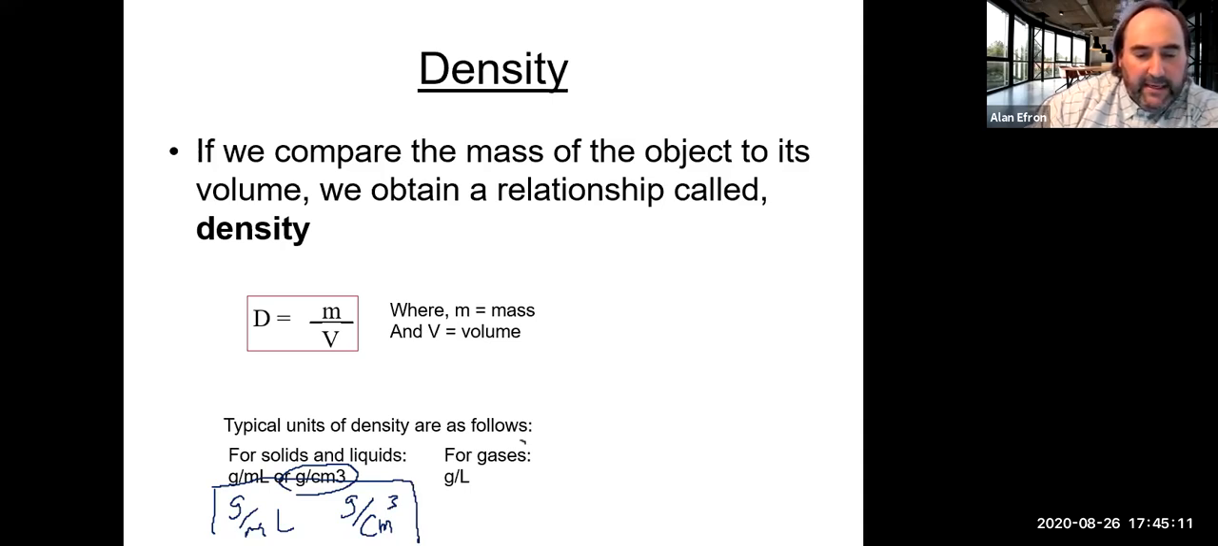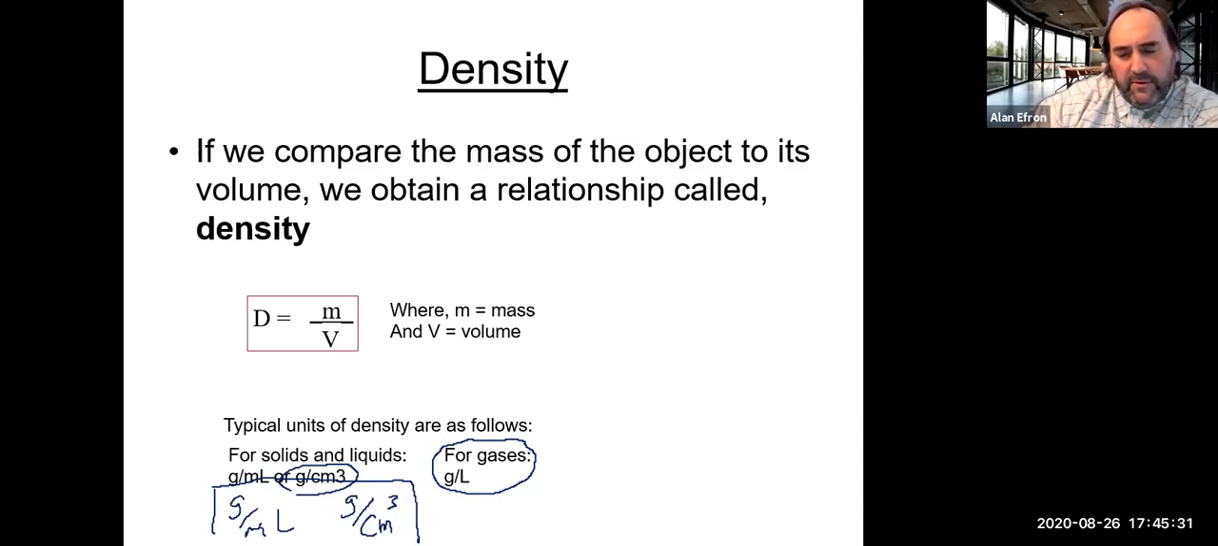If you ever take another chemistry class down the road, maybe, and you talk about gases and you talk about density, sometimes gases are given in terms of density in grams per liter. But again, probably in our class here, you'll only see those couple of units.